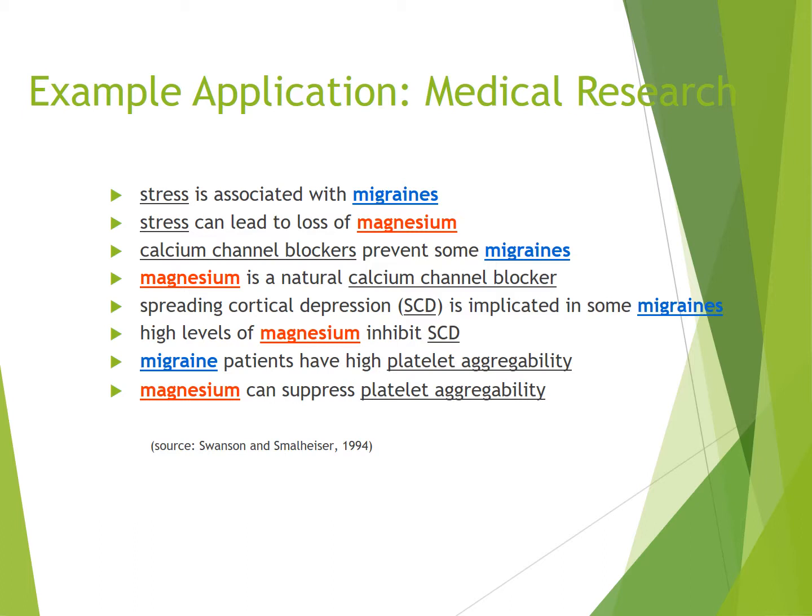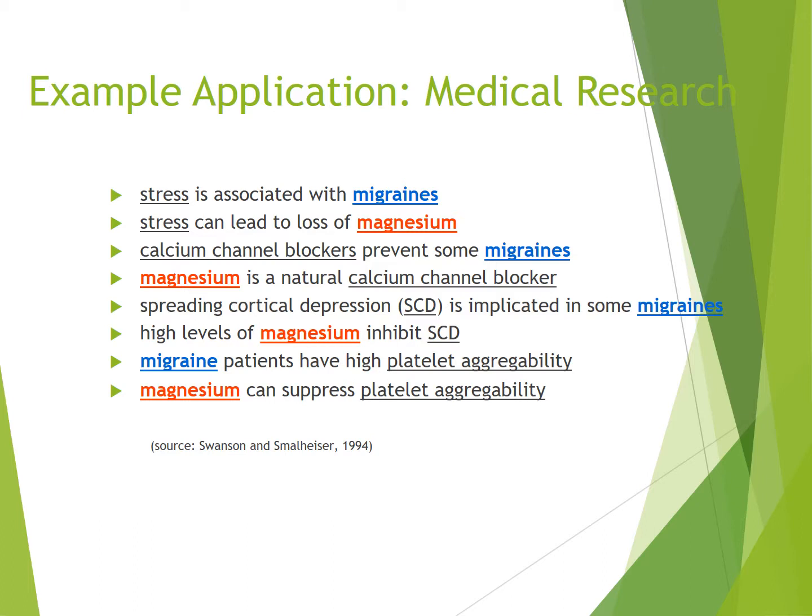Then it turns out that calcium channel blockers prevent some migraines. So then, getting back to magnesium, it turns out it's a natural calcium channel blocker. Then it looks like cortical depression is implicated in some migraines. So first stress, now cortical depression. High levels of magnesium inhibit this as well. So migraine patients have high platelet aggregability, and it turns out again that magnesium can suppress this occurrence, platelet aggregability.